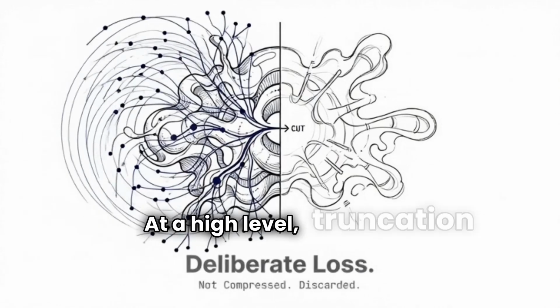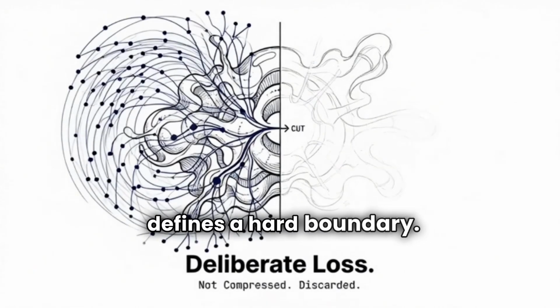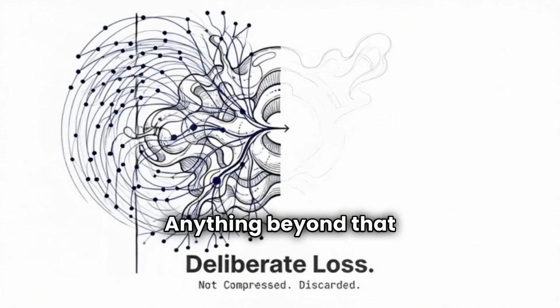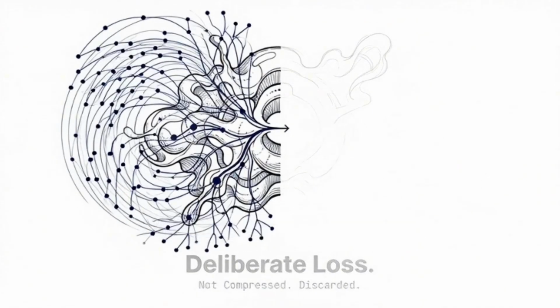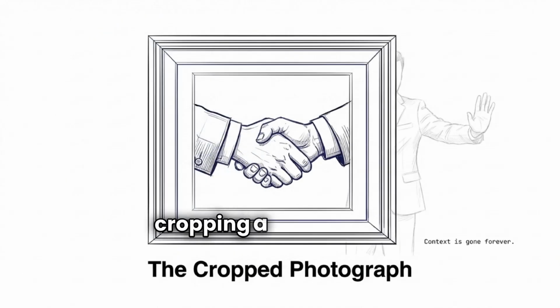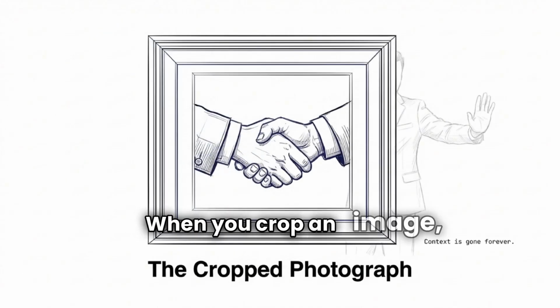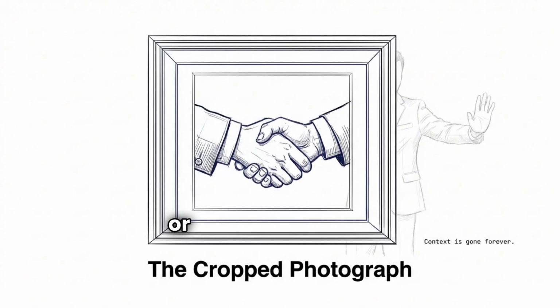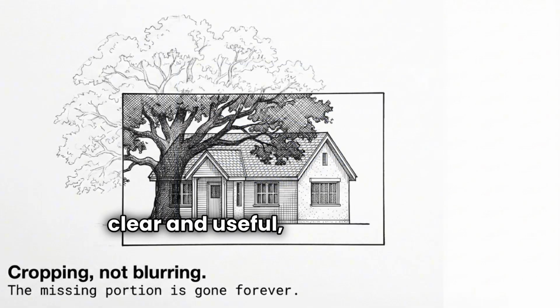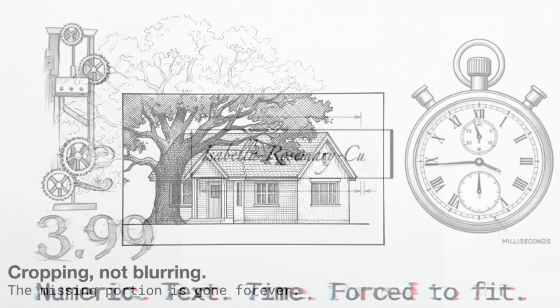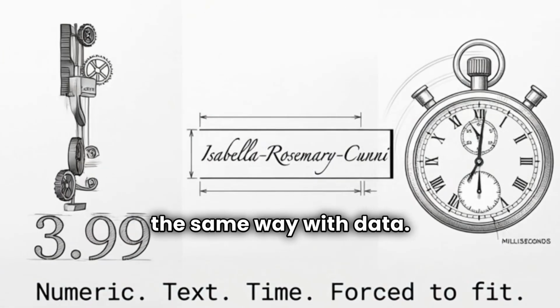At a high level, truncation defines a hard boundary. Anything beyond that boundary is ignored. A useful metaphor is cropping a photograph. When you crop an image, you are not blurring the edges or resizing the scene. You are cutting off part of the picture entirely. What remains may still be clear and useful, but the missing portion is gone forever. Truncation works the same way with data.